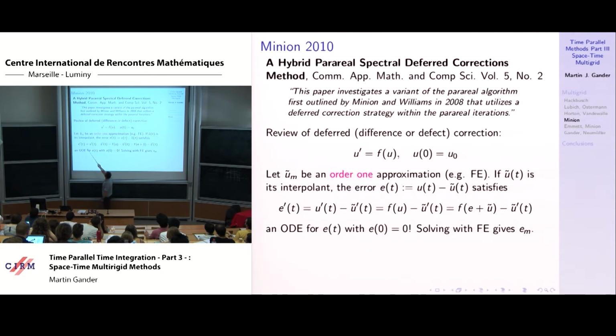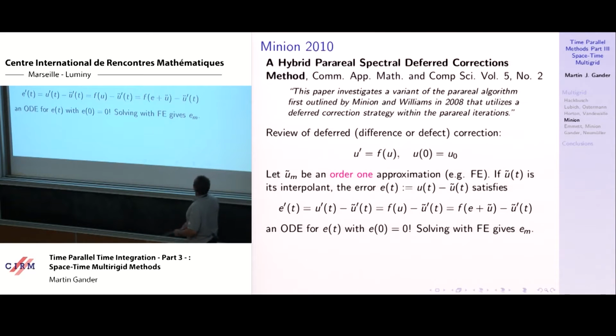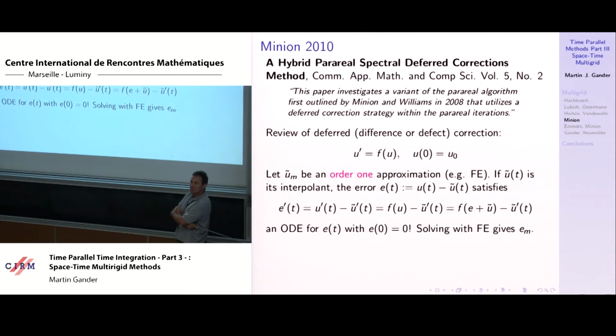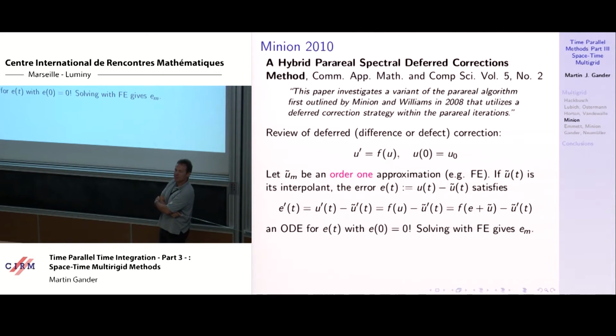e prime equals f of e plus u tilde, minus u tilde prime. u tilde I know. It's my interpolated previous approximation, and the derivative of the interpolated approximation. The initial condition is 0, because initially I don't have any error. I know the initial condition. And now the crazy idea is you just solve this again with forward Euler. Then you get an approximation to the error.